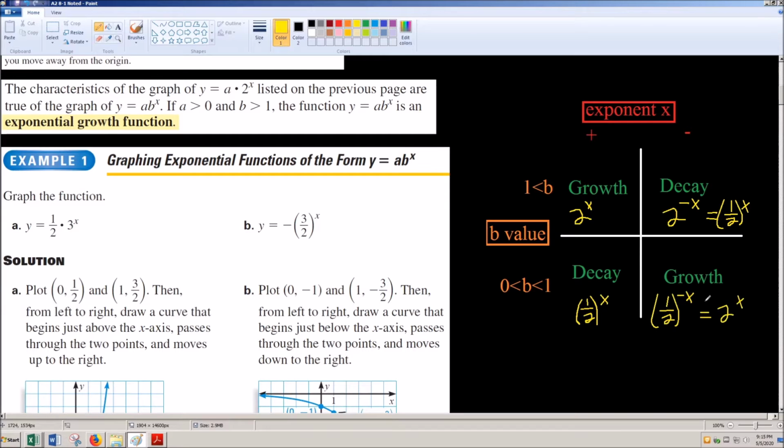So when we're looking at growth, again, b value is going to be greater than 1 and has a positive exponent for its x value. And then for decay, we have a b value less than 1 with a positive exponent. That's going to be decay. Or I can have a b value greater than 1 with a negative exponent. That's decay. B value of less than 1 and a negative exponent, and that'll turn into growth. So here's really the summary table for these different scenarios here. Now let's look at graphing a couple of them.